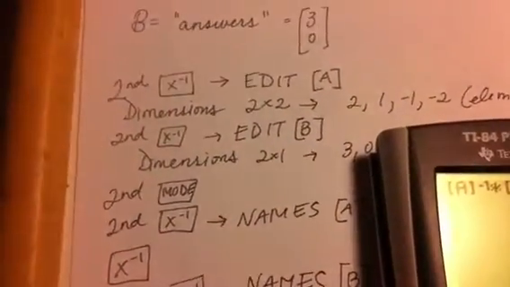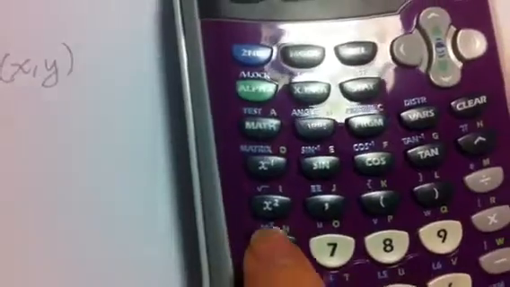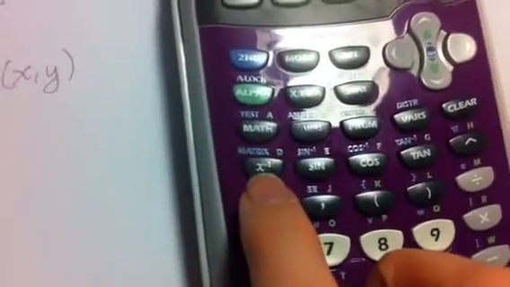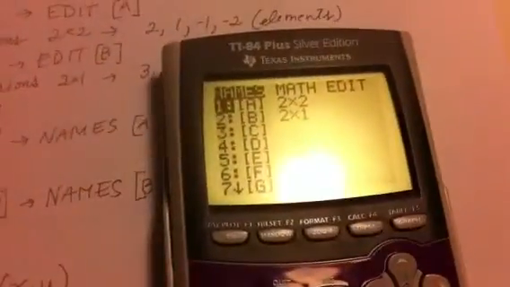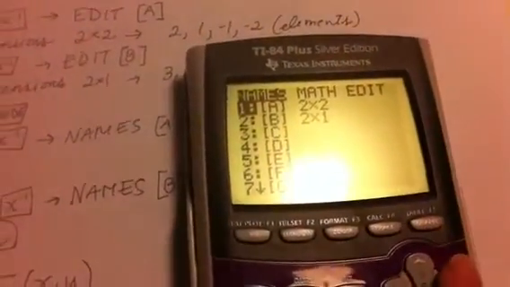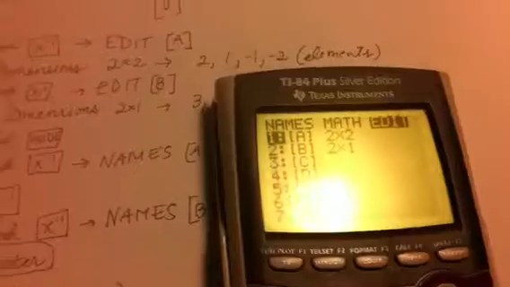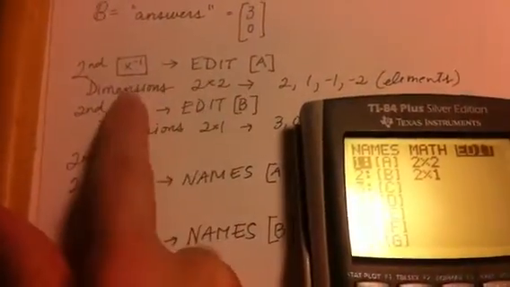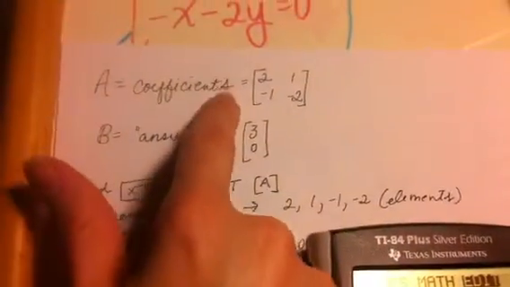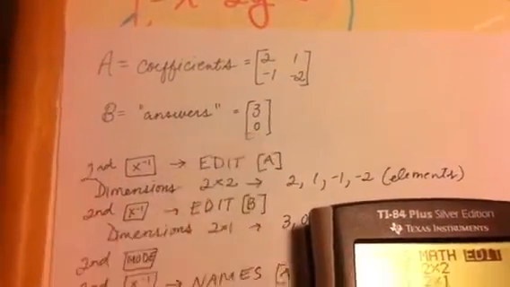So you do second, and then x to the negative 1. If you see here, x negative 1 is the matrix button. So I do second matrix. And then you see there's the three things at the top. You scroll over to edit. So I'm right here. You input the dimensions of the matrix. So this is a 2 by 2, and this is a 2 by 1.